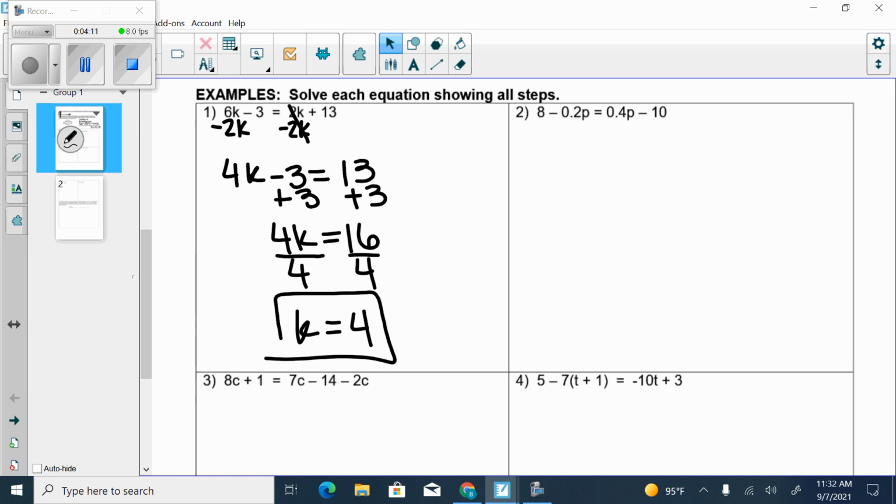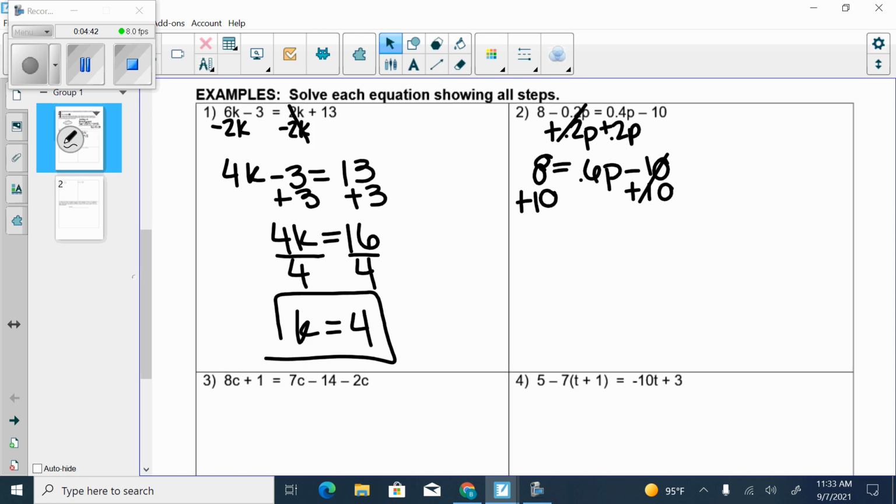All right. What about on number 2? What should we do first there? Add, okay. Add 0.2p to both sides. So those will cross out, and I'll have 8 equals, what is 0.4p plus 0.2p? Right? Minus 10. Right. I'm going to add 10 to the other side so I can get that variable all by itself. And 8 plus 10 leaves us with 18, so 18 is equal to 0.6p.